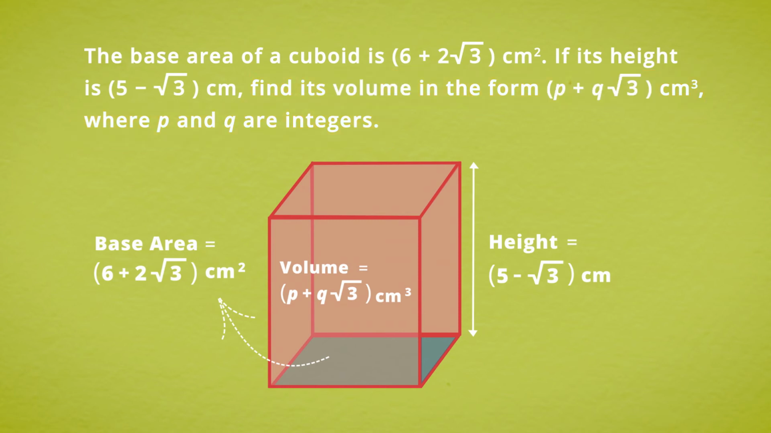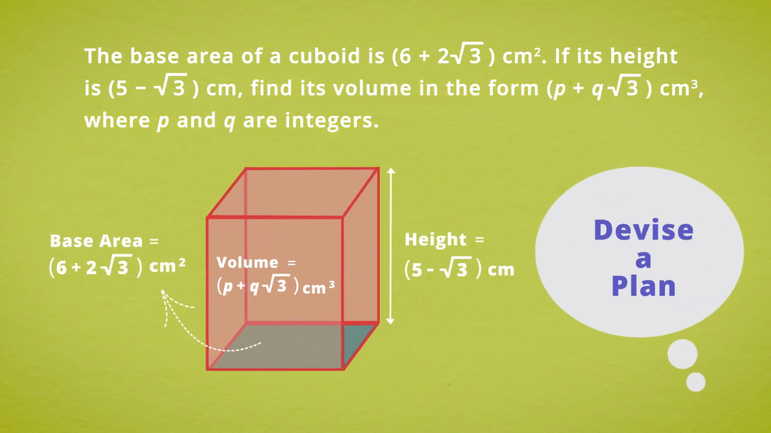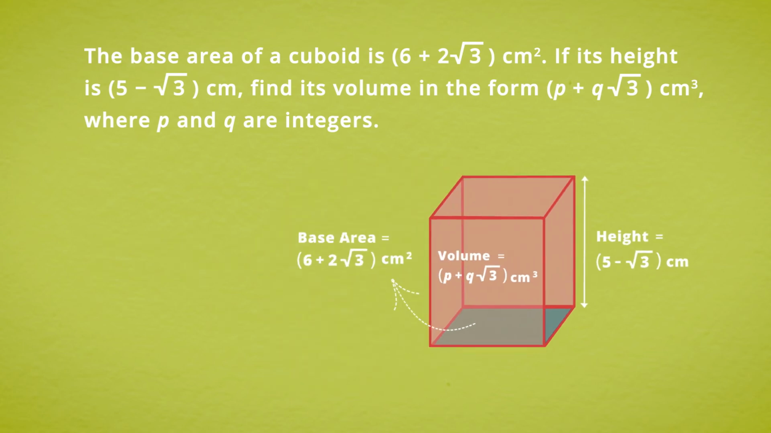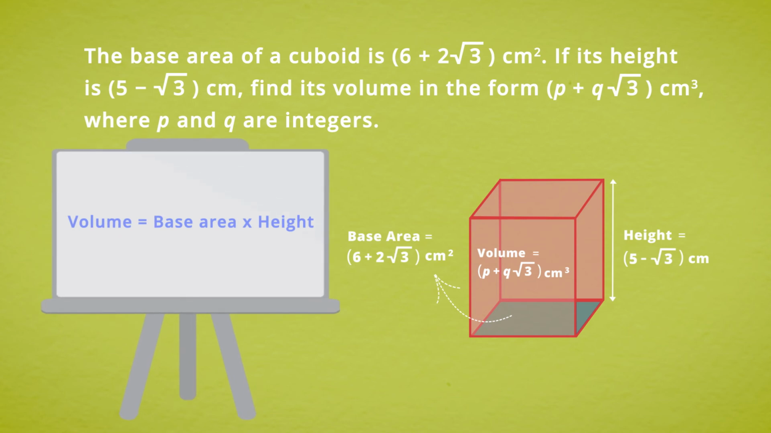Now that we have understood the problem, we need to devise a plan. Like in the previous example, let's think of the relationship between the given information and what we are required to find, which is the volume of the cuboid. What is it? Well, the volume of a cuboid is actually given by its base area times height. Did you get it correct?